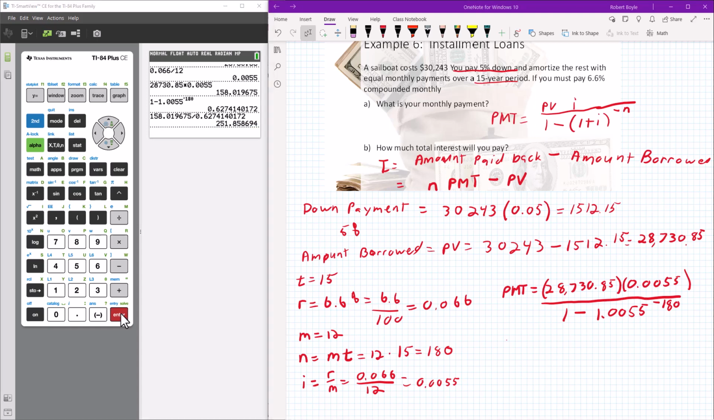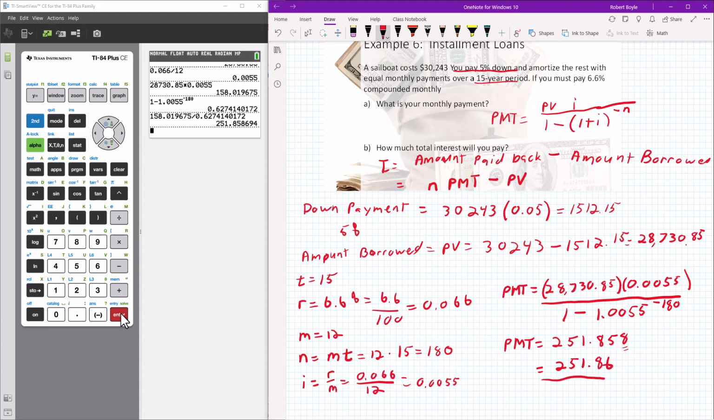And we have that our payment is going to be equal to $251.858. We want this in dollars and cents. We have it 8 in the third decimal place. So this will become $251.86. That will be your monthly payment.